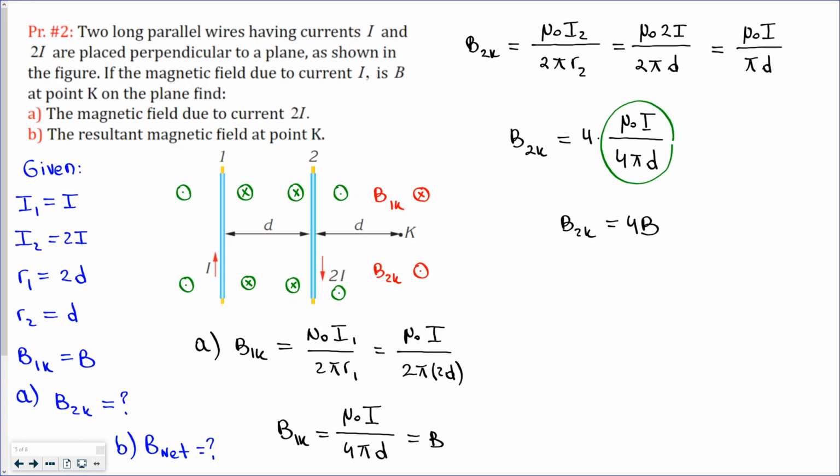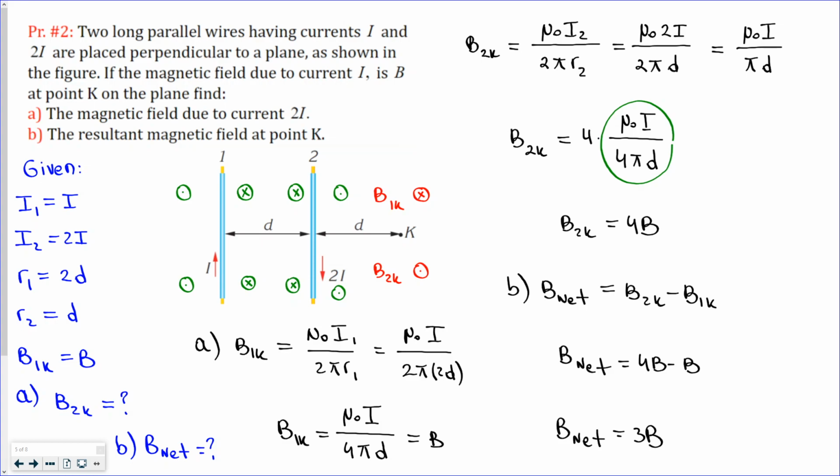Now the B part, we need to find the net magnetic field. We said that B net will be equal to either B1K minus B2K or B2K minus B1K. So always we will subtract the smaller from the bigger one. That's why B2K minus B1K. Net field at that point will be equal to 4B minus B, and the final answer for the B part is 3B.